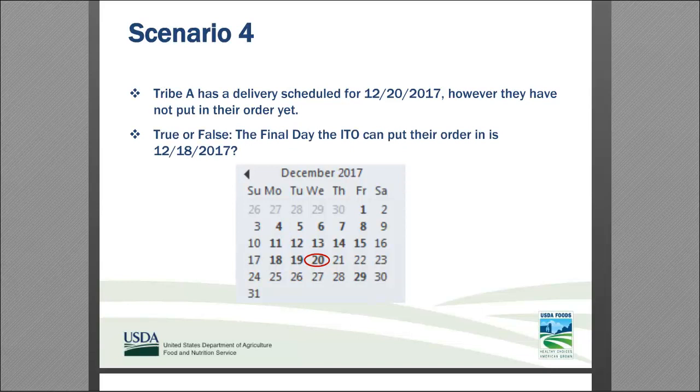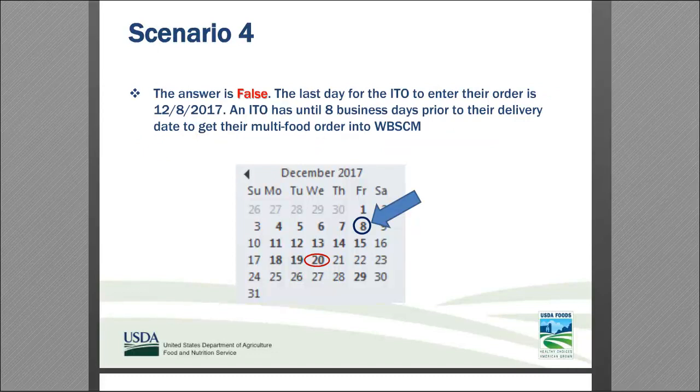All right, so in this scenario, Tribe A has a delivery scheduled for December 20th, 2017. However, they have not put in their order yet. True or false? The final day the ITO can put their order in is December 18th, 2017. That is false. The last day the ITO can enter their order is December 8th. So again, an ITO has until 8 business days prior to their delivery date to get their multi-food order into WebSCM. I will hand it back to Polly.